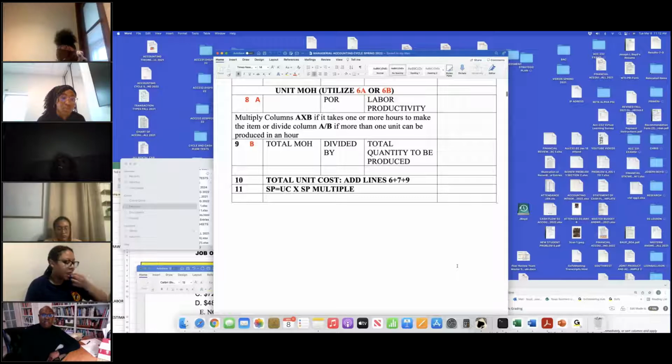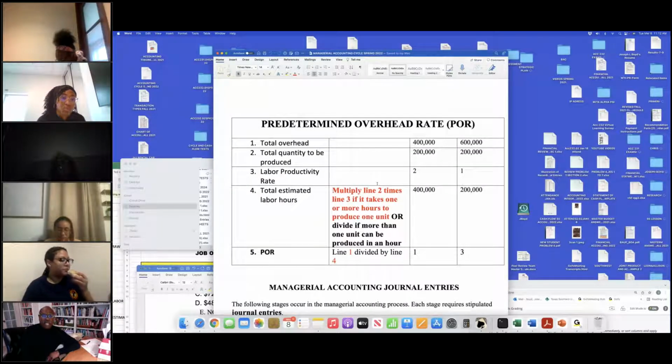And then we talk about determining the predetermined overhead rate. There's a formula for that, because when we get ready to allocate overhead in the journal entries, we use the POR, the predetermined overhead rate. We look at the total overhead and the total quantity to be produced. If the labor productivity is 2, that is, if it takes 2 hours to make one item, then it's going to take 400 hours. You divide 400 into 400, and we get 1 for the POR. That POR, we'll see a little bit later, is utilized in making the journal entry to estimate the overhead. And if we can make more than one in an hour, then we would divide.